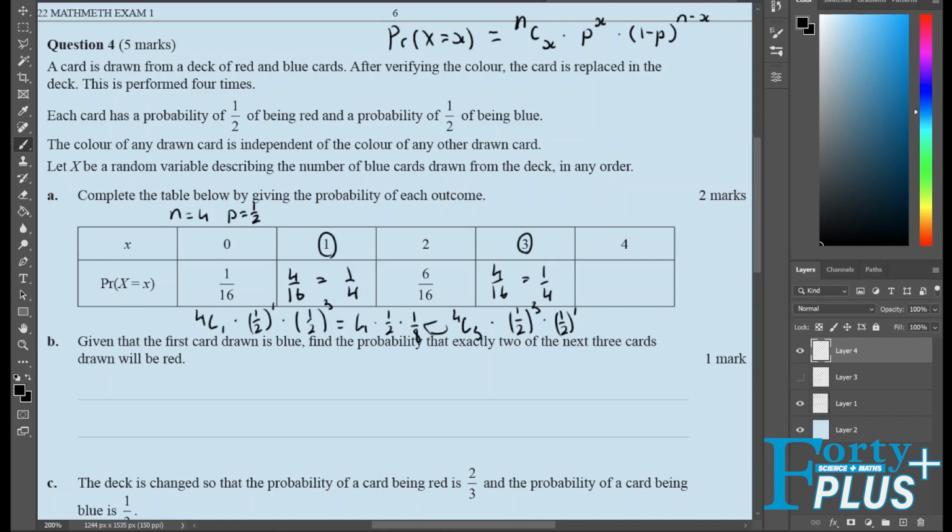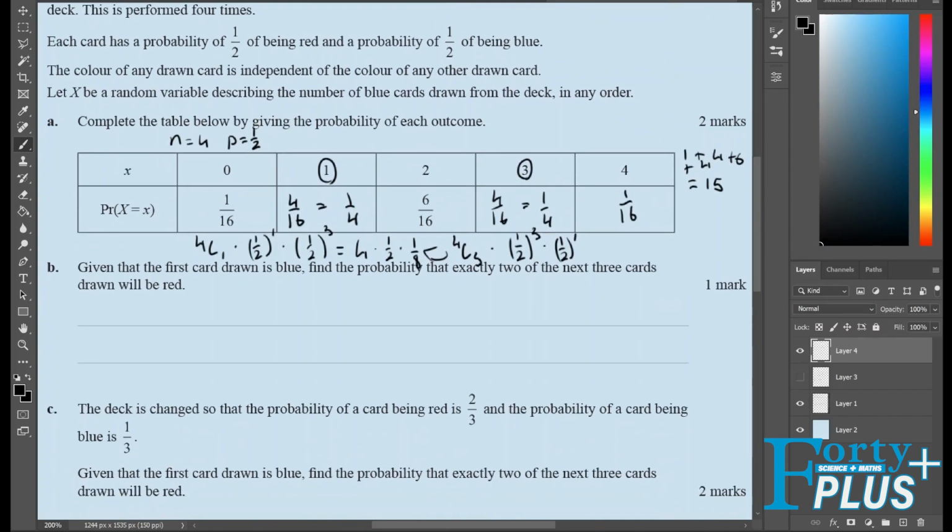So now that we've only got 1 left, we know that all probabilities need to add up to 1. So if we add the numerators, so 1 plus 4 plus 6 plus 4, that's going to add up to 15. 16 minus 15 equals 1. So our final probability is going to be 1 over 16.